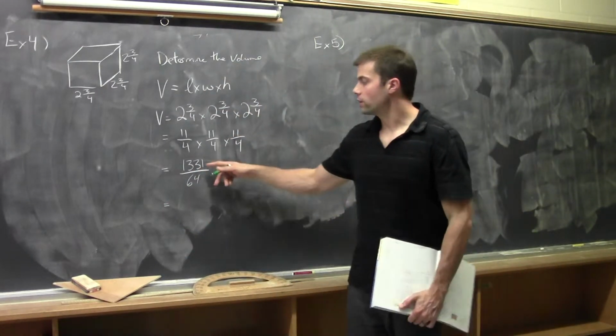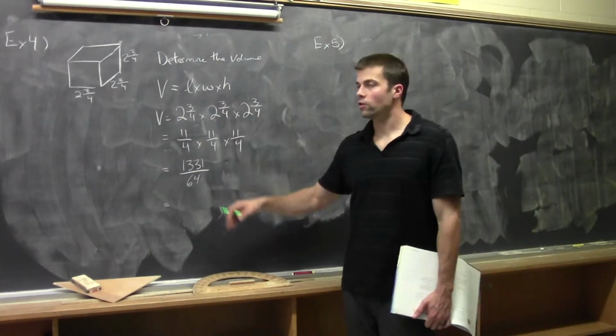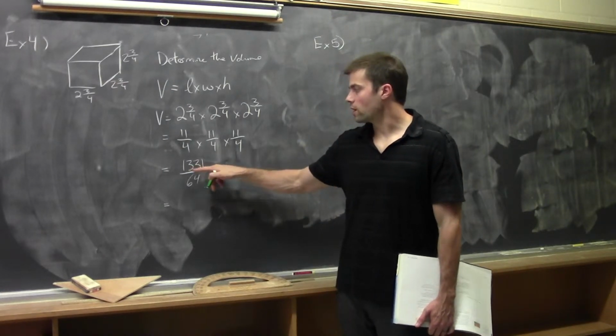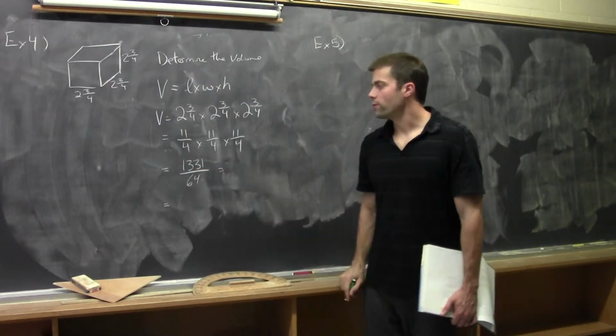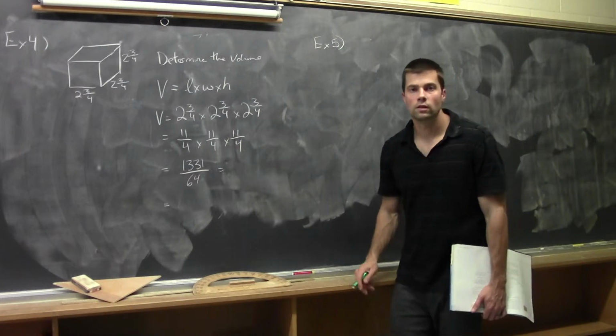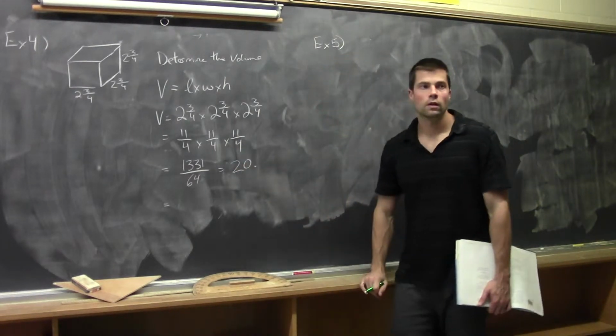And now to convert this to a mixed number, the first time we've seen one that's a little bit difficult, you might not know in your head. I showed you that trick, so you're just going to put that on your calculator. 1331 divided by 64, and what do you get? 20, but decimal. 20 what?